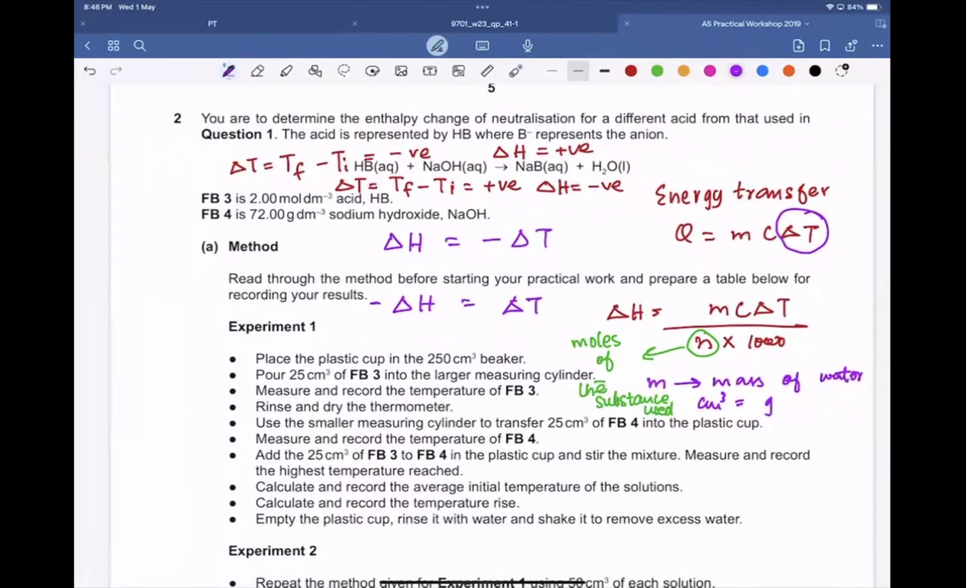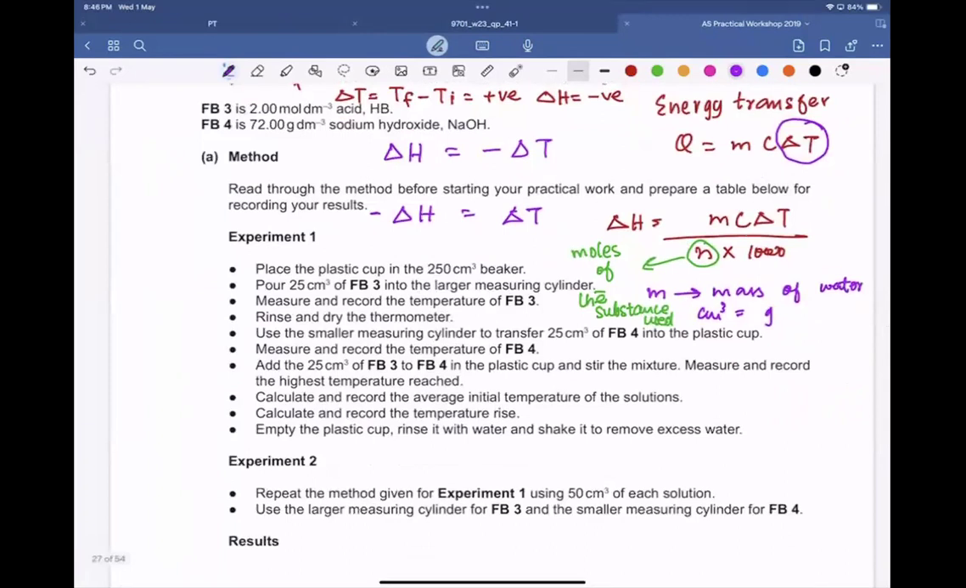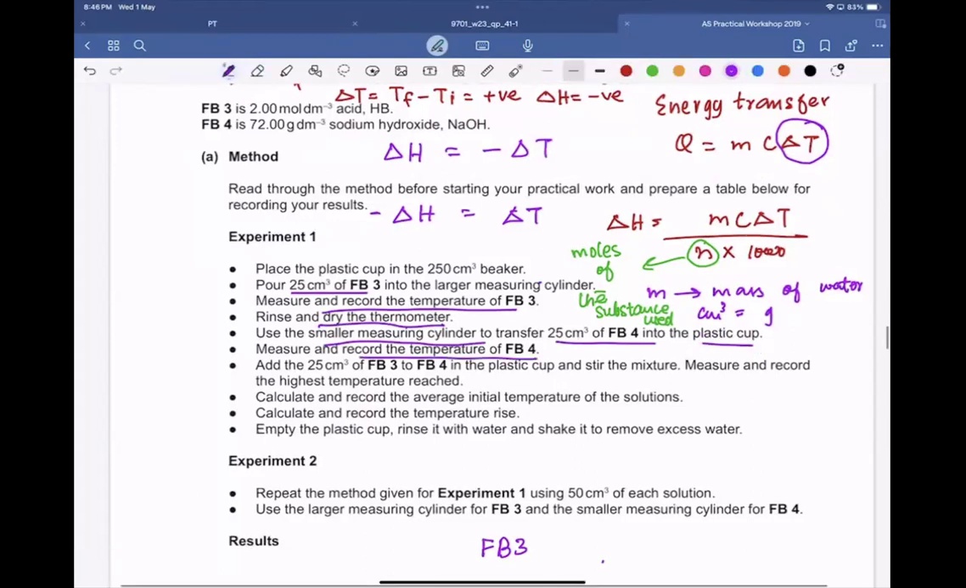Now in this FB3, see, you have taken 25 centimeter cube of FB3 in a larger measuring cylinder. Measure and record the temperature of FB3, rinse and dry the thermometer. Use the smaller measuring cylinder to measure FB4 into a plastic cup. Measure and record the temperature of FB4 at 25.